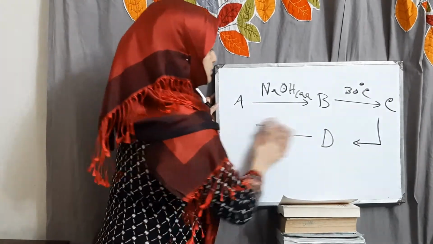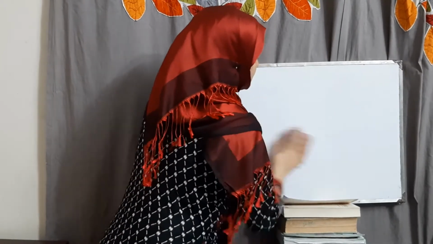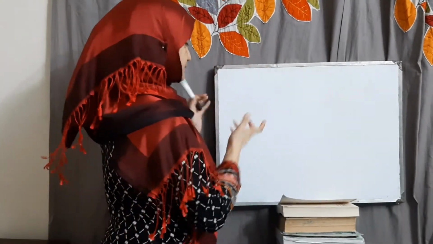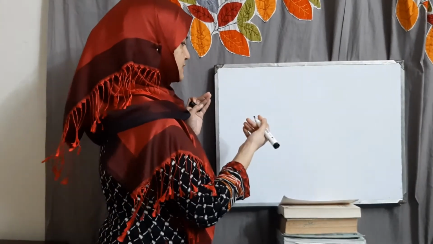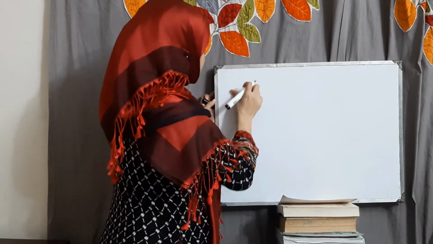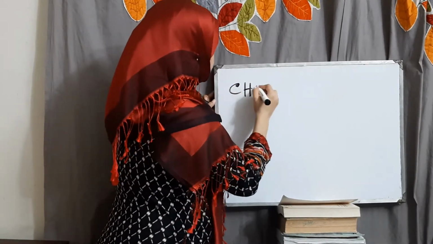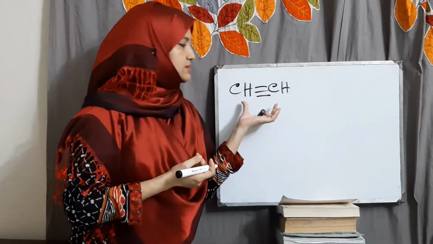Now, from alkyne, how can we get the corresponding carboxylic acid? This involves only a two-step reaction. At first we use alkyne. This is ethyne.